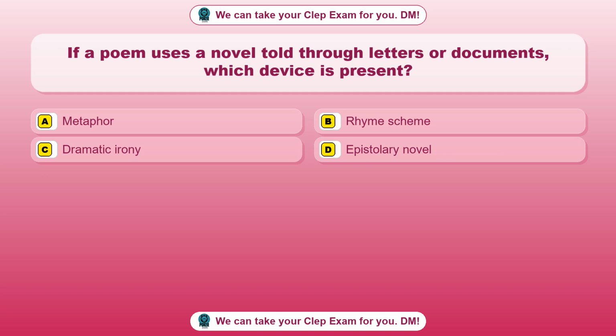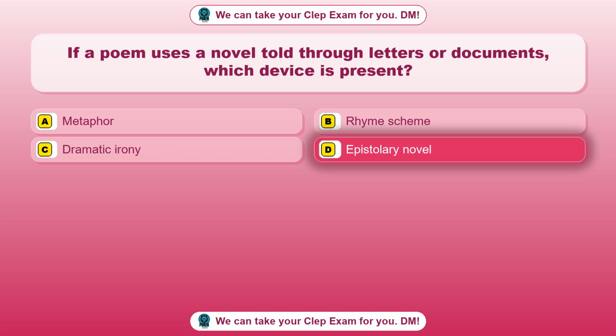Question 54. If a poem uses a novel told through letters or documents, which device is present? Option A, metaphor. Option B, rhyme scheme. Option C, dramatic irony. Option D, epistolary novel. The correct answer is option D, epistolary novel.